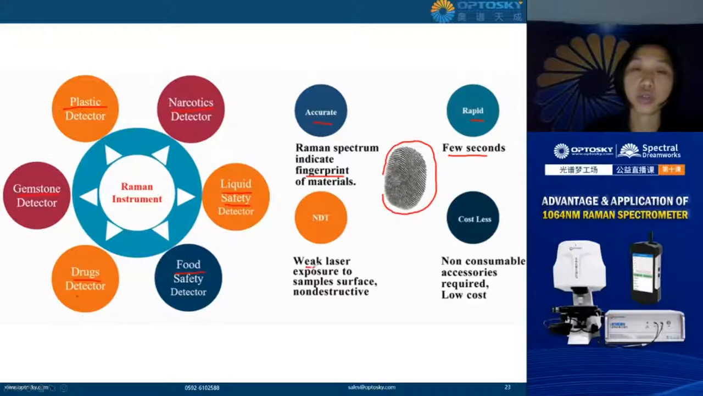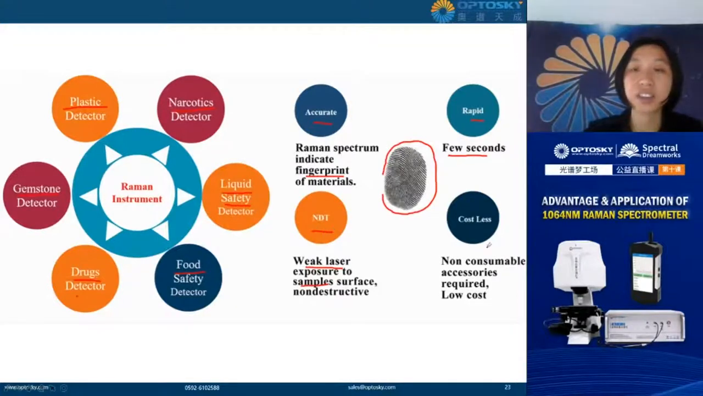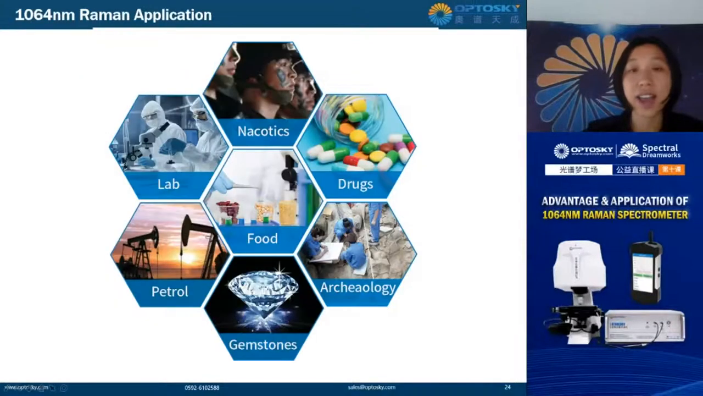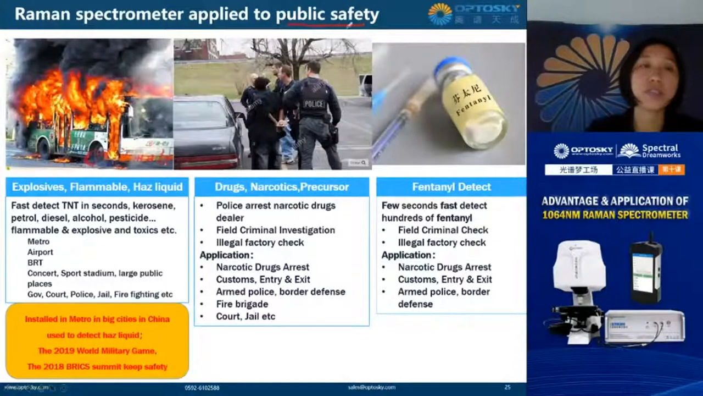And it just needs to shoot a weak laser on a sample surface. So we call it non-destructive. And it does not involve any consumable accessory, just needs charging. So it costs less. 1064 Raman spectrometer applications, as we mentioned before, narcotic drugs, pharmaceutical drugs, and also food safety, gemstone identification, and some labs, archaeology centers, and public safety.